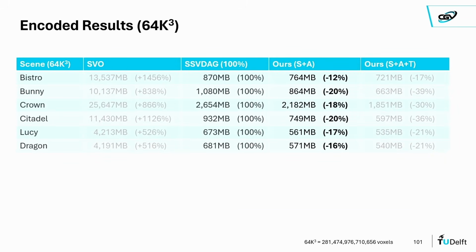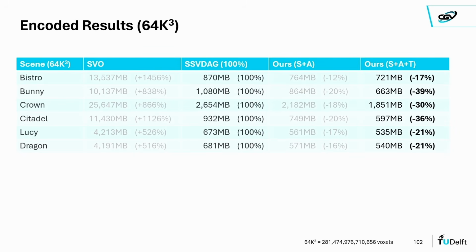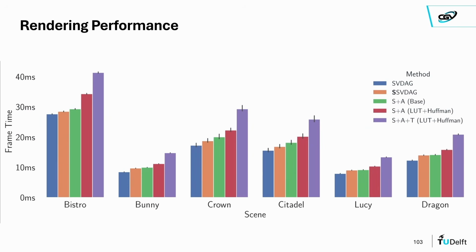And with this, we get to the results. So with our first contribution and all of this pointer encoding, we reduce memory by about 20% compared to the previous best method. And when considering the translations, we can go up to about 35 or even 40% compared to the previous best method.